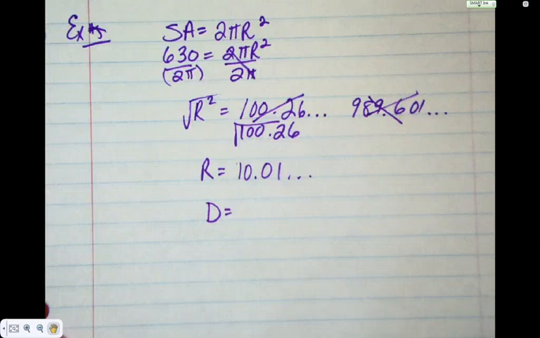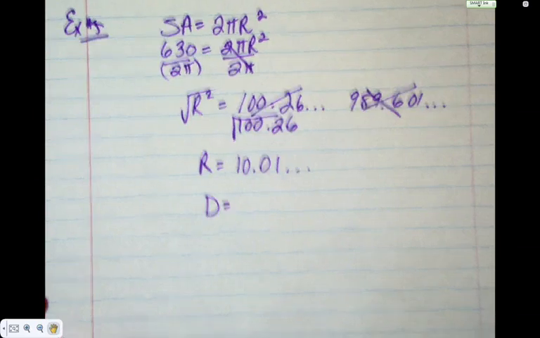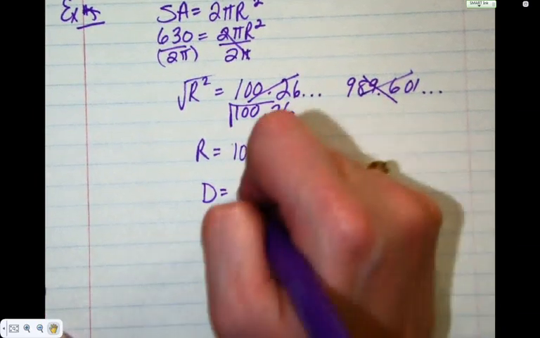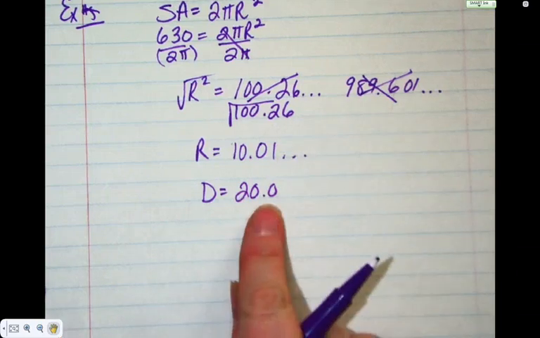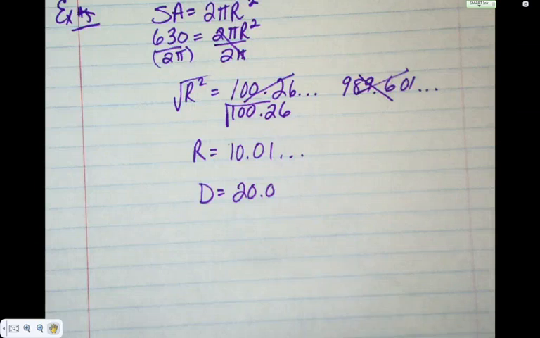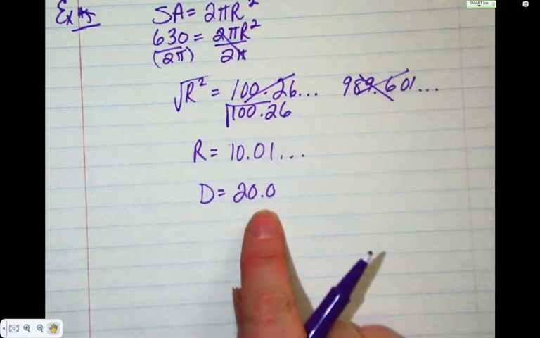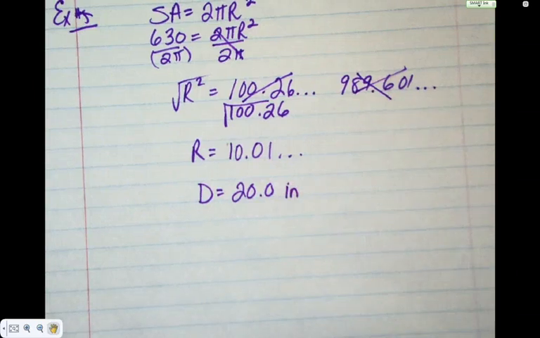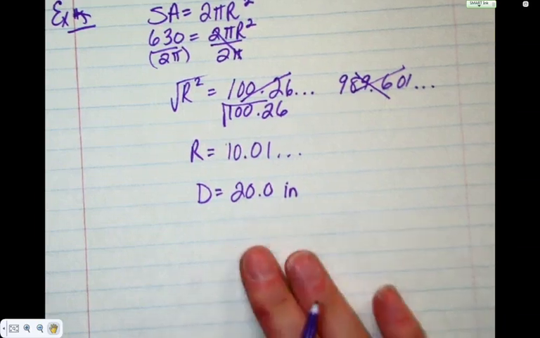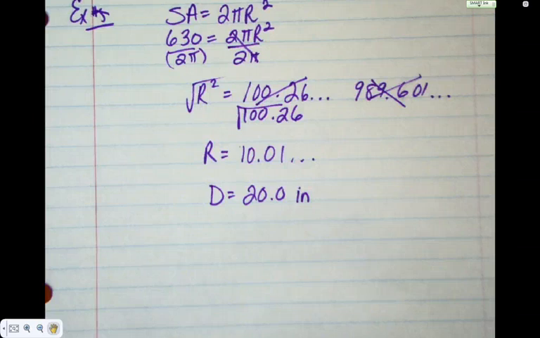Diameter? 20.0 if we round to 1 decimal place. Remember, the 0.0 tells me that you rounded. If you put 20, it looks like it was an exact answer. Units. Inches squared, inches cubed, or just inches? Why just inches? It's just a single measurement, a single unit.